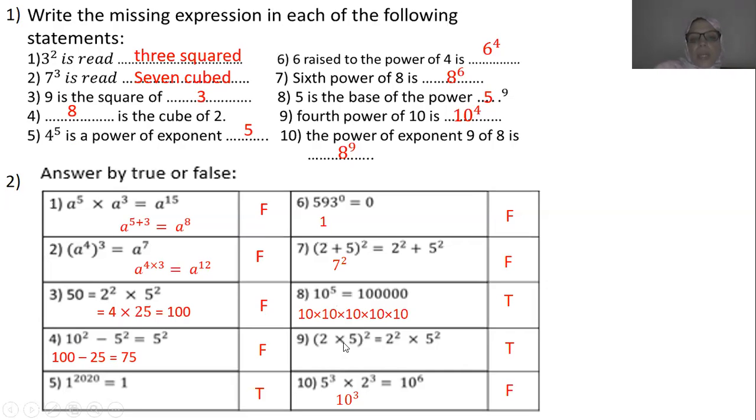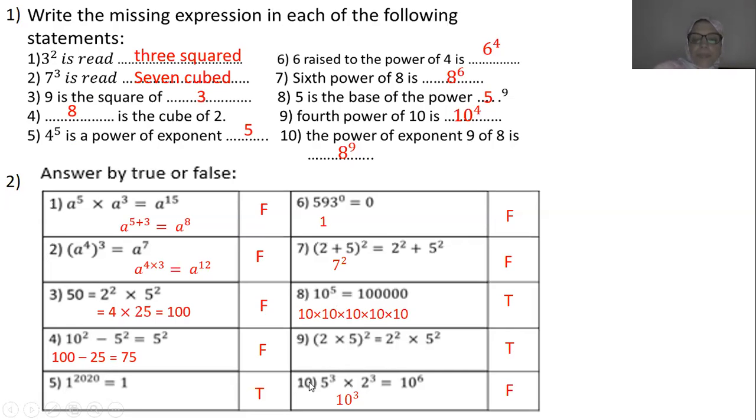Now, 2 times 5, all of it squared. Can we write it 2 squared times 5 squared? Of course, this is true. Why can we write it like that? Because this rule is applied on multiplication, and the square outside is for both the 2 and the 5. So it can be written, but this cannot be done again in addition. It can only be done in multiplication.